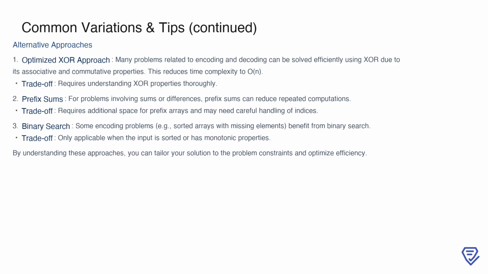Another option is using prefix sums for problems involving sums or differences. This technique reduces repeated calculations and can improve efficiency, though it may require extra space and careful handling of indices. Finally, binary search can be an effective tool for certain encoding problems, particularly when the input is sorted or exhibits monotonic properties. While binary search is highly efficient, its applicability depends on the structure of the input. By mastering these approaches, you can adapt your solution to the problem's constraints and achieve the desired optimization.